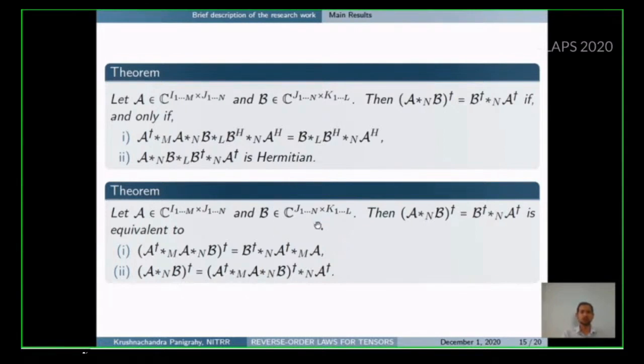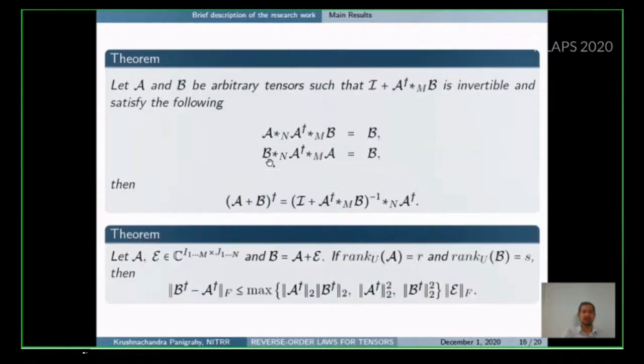One can go through my paper to get other results. Also, we applied this reverse order law to find additive Moore-Penrose inverse. That is, it is an important task to find the Moore-Penrose inverse of A plus B.